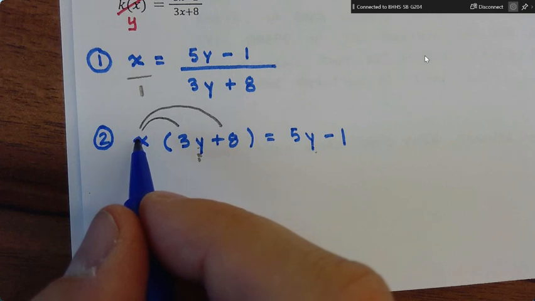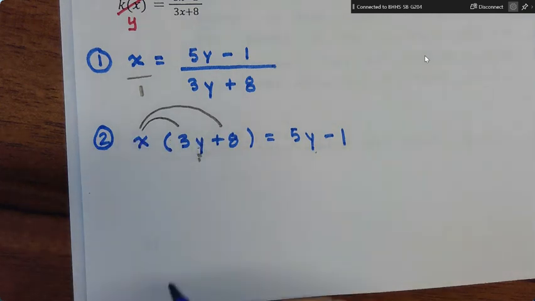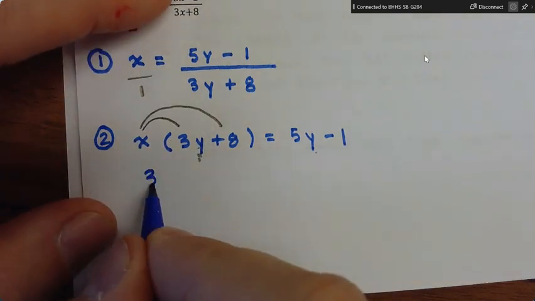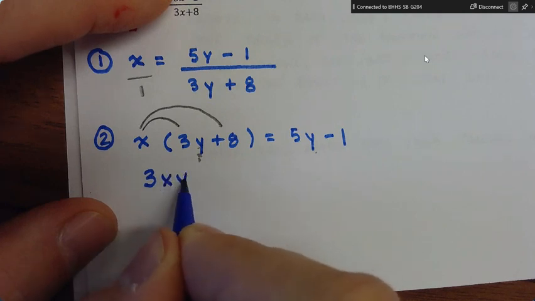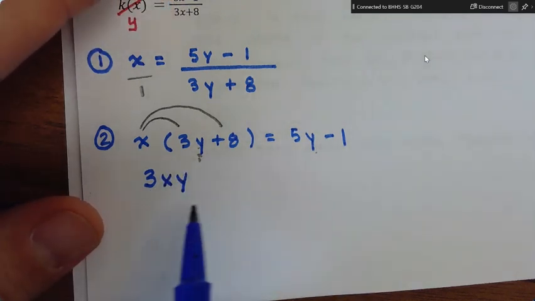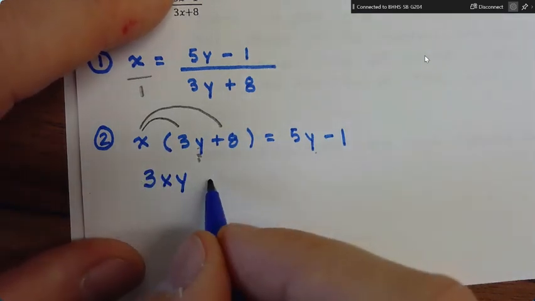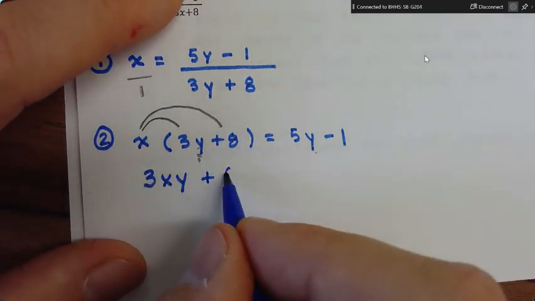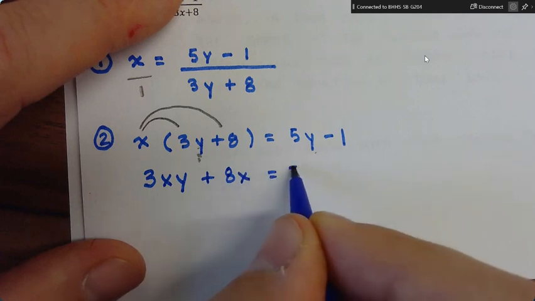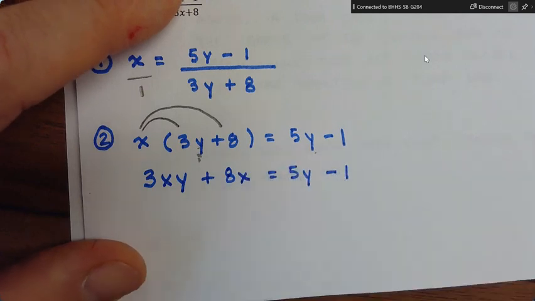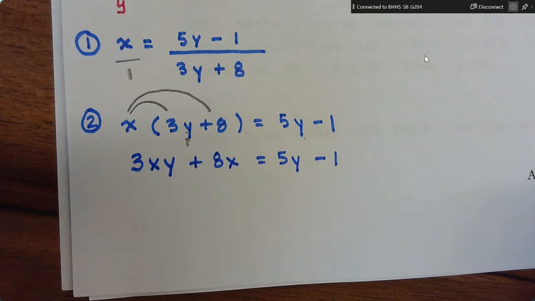So this would be x times 3 times y. I'm going to write that this way. It doesn't really matter what order you write them in, not that much, but we usually put the number first. Plus x times 8 would be 8x. And this is really good because the parentheses are gone. But it's bad because we've still got two y's.